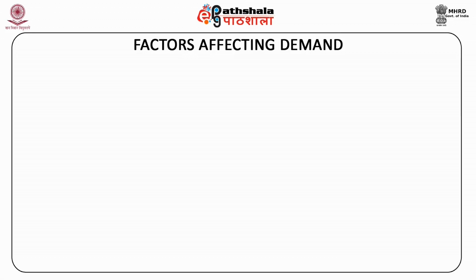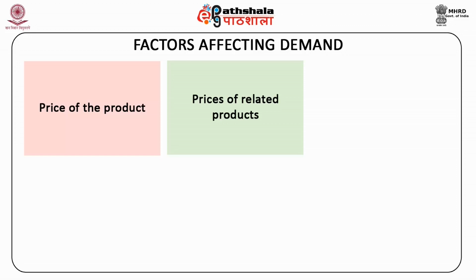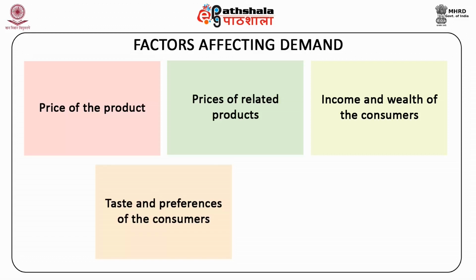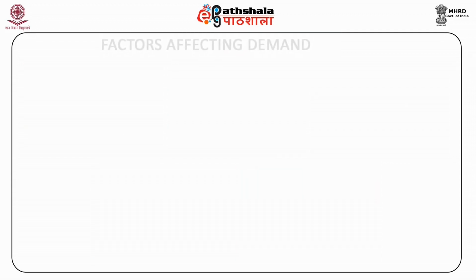There are five main factors which affect the quantity demanded of a product by each individual consumer, namely the price of the product, prices of other or related products, income and wealth of the consumers, taste and preferences of the consumers, and various individual specific or environmental factors. The above factors are also known as the determinants of demand.